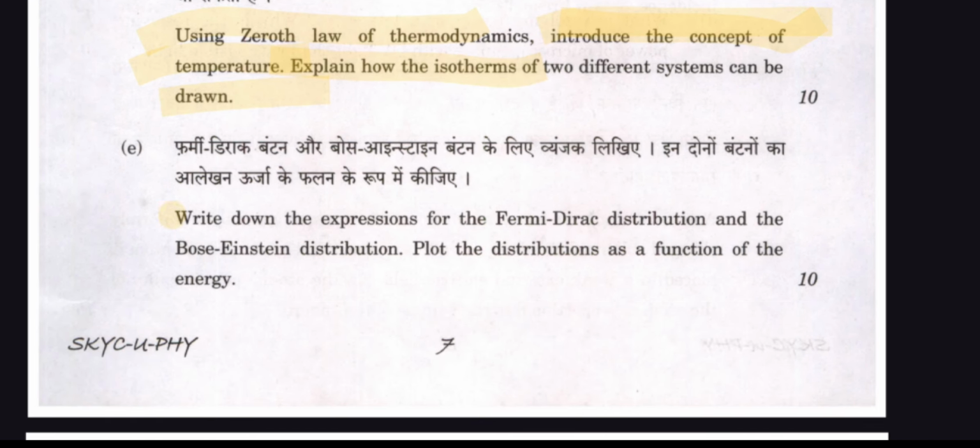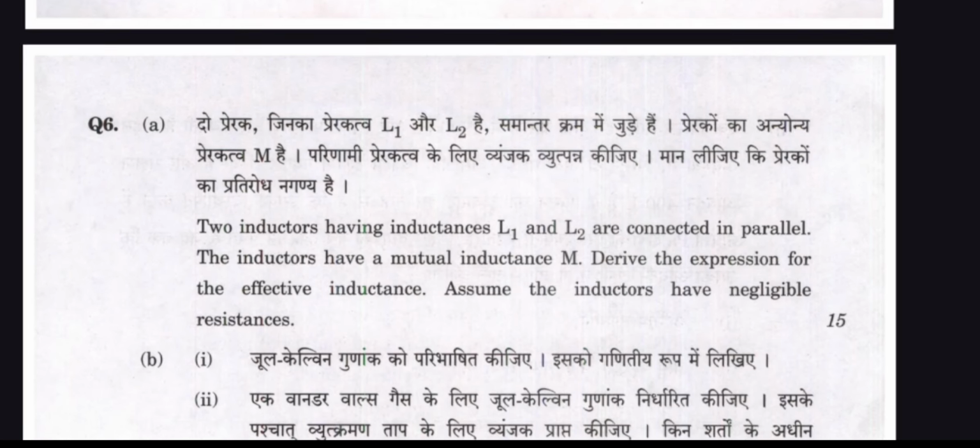Question number E. Write down the expression of the Fermi-Dirac distribution and the Bose-Einstein distribution. First is Fermi-Dirac, only for expression, not derivations, and the Bose-Einstein distribution, no derivations, only for expressions, and the plot of the distributions as a function of energy. So what is different? Fermi-Dirac is for fermions. Bose-Einstein is for bosons.